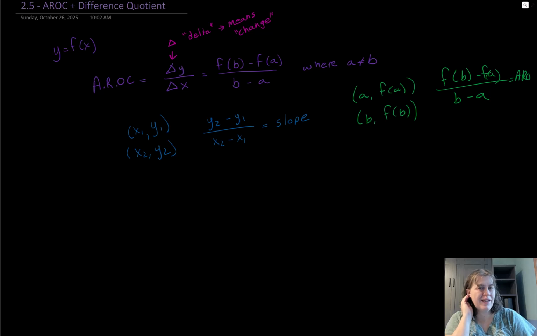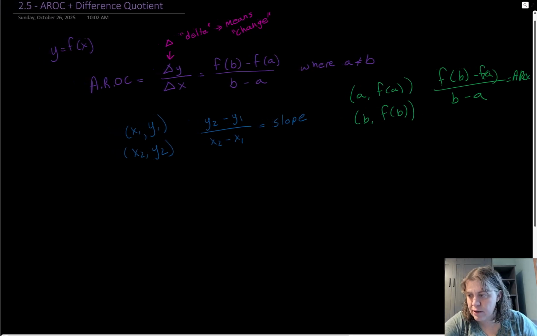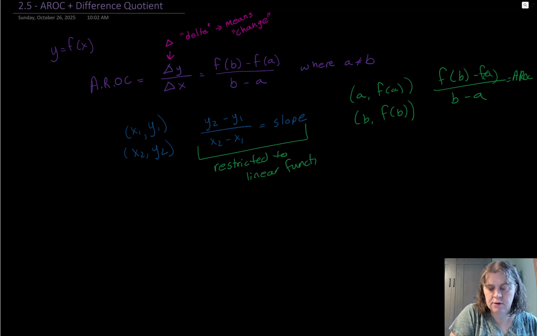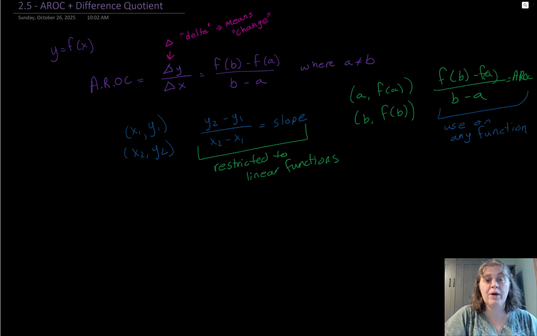So slope is something that can happen for a linear function. Average rate of change can happen on any function. So slope is restricted to linear functions, whereas with average rate of change, I can use it on any function to find the average rate of change between two x values. Notice I'm not saying between two points, between two x values, because x's are my addresses, and y's just happen to be the output at that particular address.